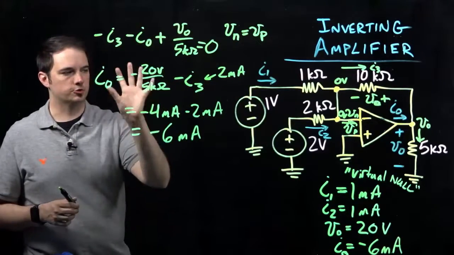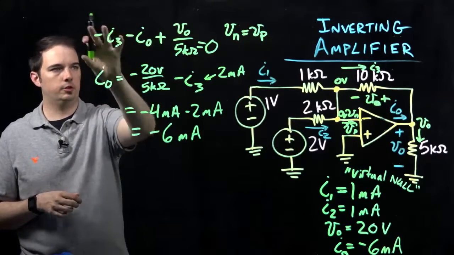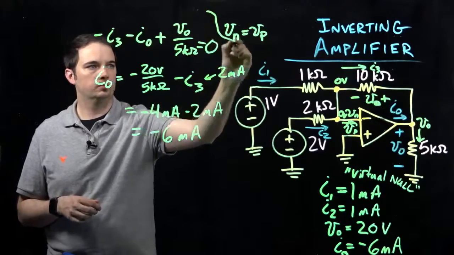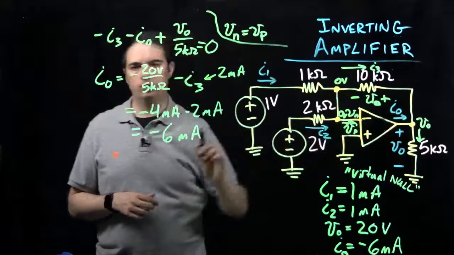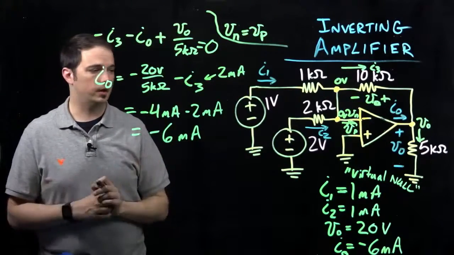And again, this was just found by writing a KCL equation right here, based on this node where we have indicated V0 specifically.